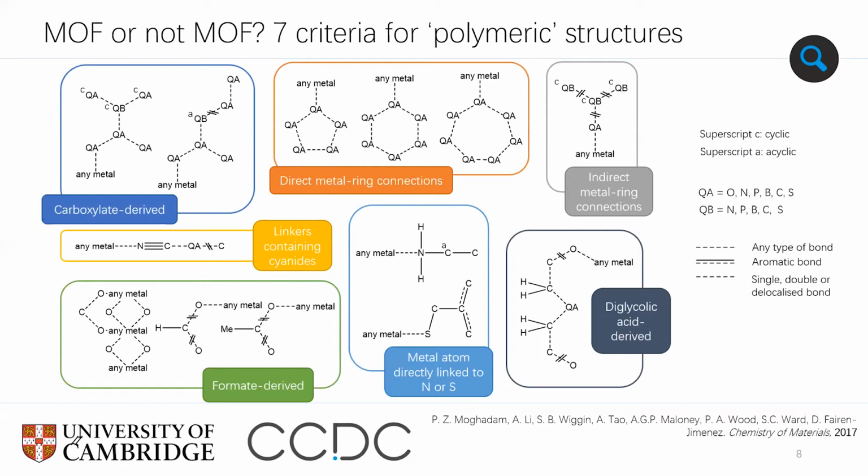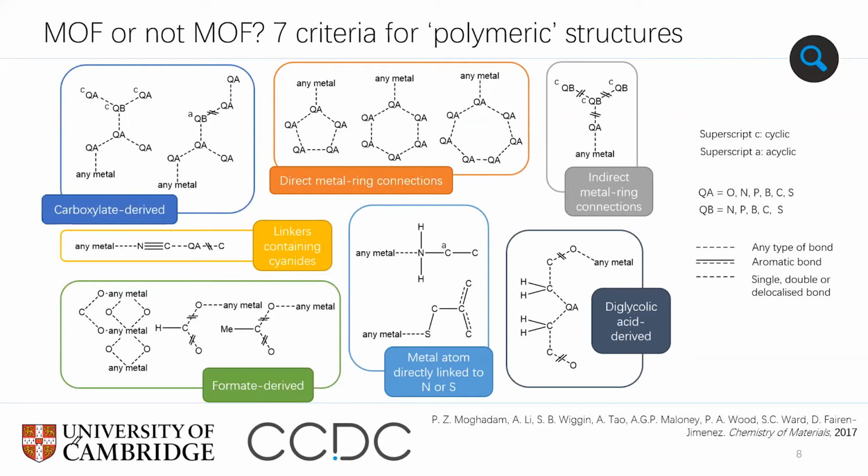And using these queries gives us a lot of flexibility because the field is always changing. So we can always fine tune them to include new types of structures that are emerging or remove structures that we've decided should not be considered as MOFs or erroneous. So this is how the CSD MOF subset works.